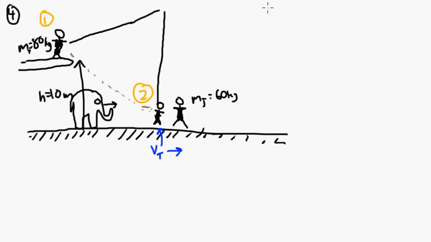So let's see, in state 1, he has gravitational potential energy. I'm going to say gravitational potential energy is 0 at ground level. So he has gravitational potential energy equal to mgh, where h is 10 meters. He has kinetic energy equal to nothing. There's no springs or anything, so that's all our energy. So E_mec equals mgh. Simple enough.